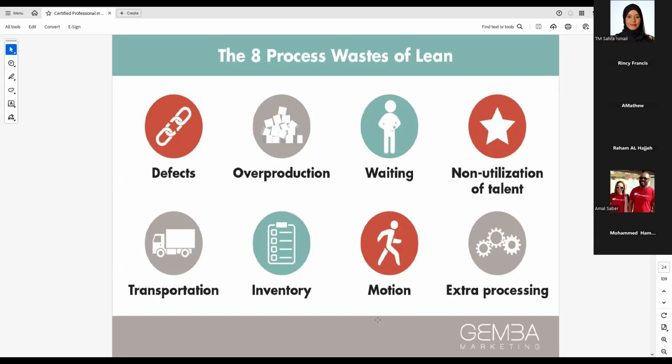Motion, what could be an example of motion in healthcare that can be considered a waste? Going for each test in different areas, moving. The X-ray will be in one direction and the lab will be in another direction. So patients are walking too long. Exactly. So having the patient journey not planned well or not accessible to patients is an example of motion. Anything that requires moving from one place to another.